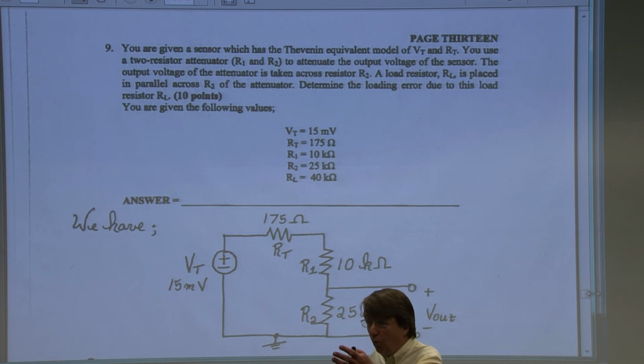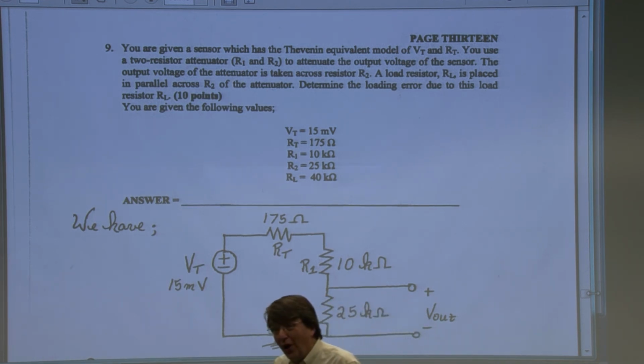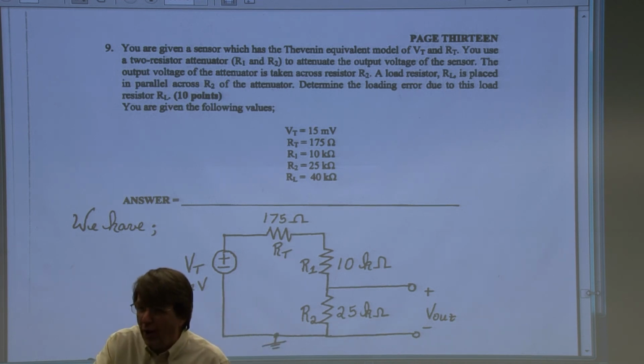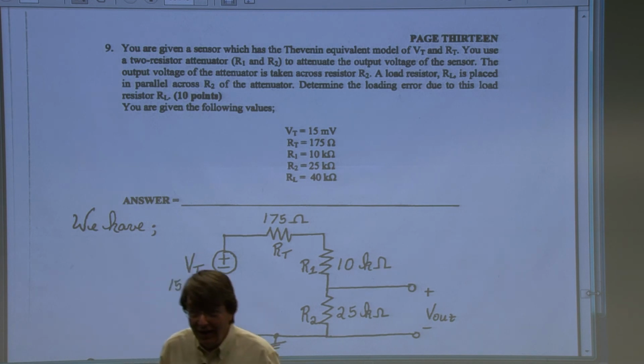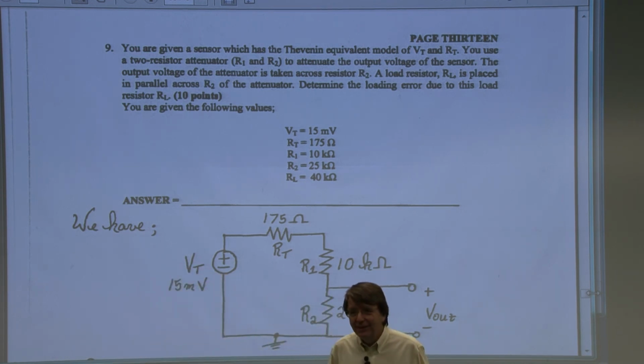Eamon, suppose you're walking along Washington Street in June, and someone comes up to you and says, "What is loading error?" How would you describe it to them, without using equations? How would you describe the loading error of a circuit?